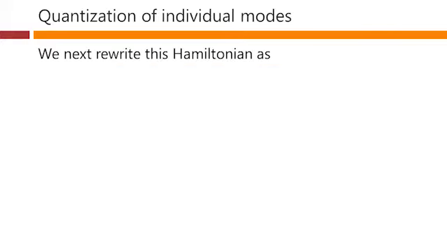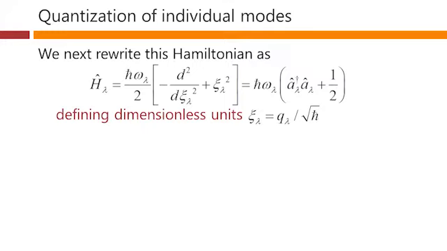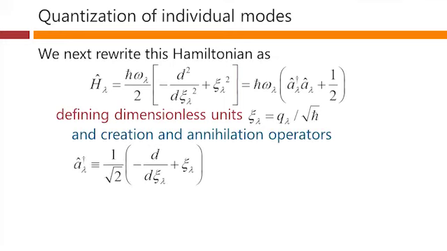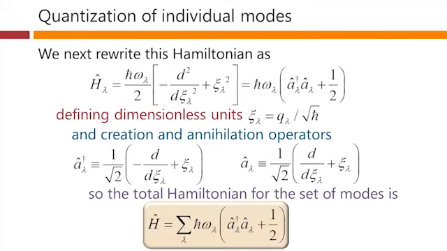We would next rewrite this Hamiltonian in terms of creation and annihilation operators, just like we did before. We'll define dimensionless units, xc lambda equal to q lambda over the square root of h bar, and the creation and annihilation operators explicitly then would become, as we see here, just analogous to what we had before. And so the total Hamiltonian for the set of modes would then be the sum of each of these Hamiltonians for each mode. So a rather elegant way of writing the Hamiltonian of the entire electromagnetic field.